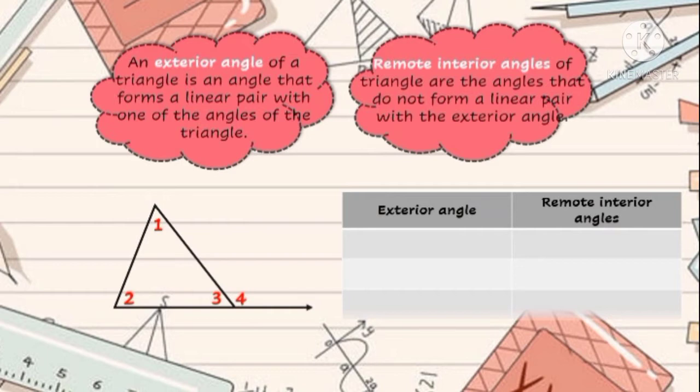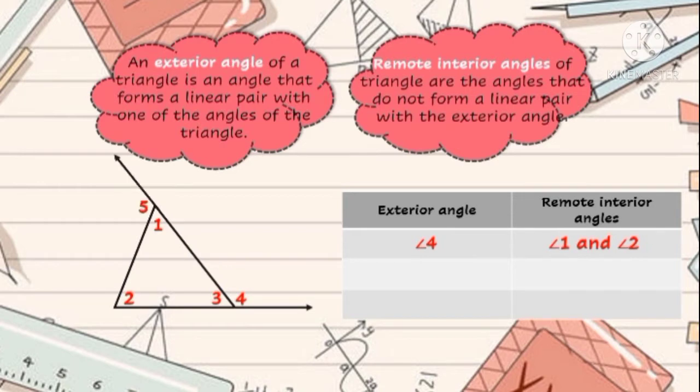Pansinin na ang isa sa mga sides ng triangle na ito ay extended. Kaya may nabuong exterior angle at ito ay ang angle 4. Ang angle 3 at angle 4 ay linear pair. The exterior angle 4, ang mga remote interior angles nito ay angle 1 and angle 2. So, ang remote interior angles ng exterior angle ay ang mga angle na hindi linear pair sa kanya.